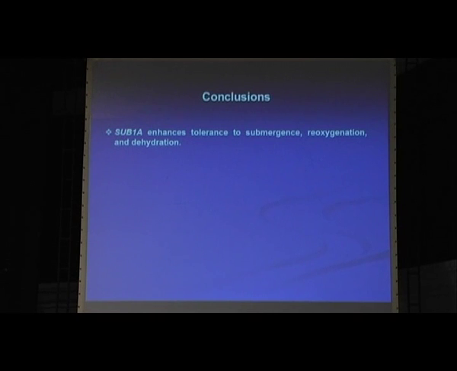So this is the summary. We have 2 summary points. First, SUB1A can enhance multiple stress tolerance, including submergence, deoxygenation, and dehydration. And all of them can occur sequentially during and after submergence. And second conclusion, SUB1A can delay leaf senescence induced by prolonged darkness. And we believe this mechanism must be very important for submergence tolerance and also dehydration tolerance as well.